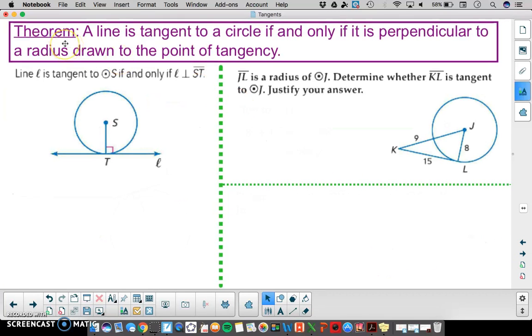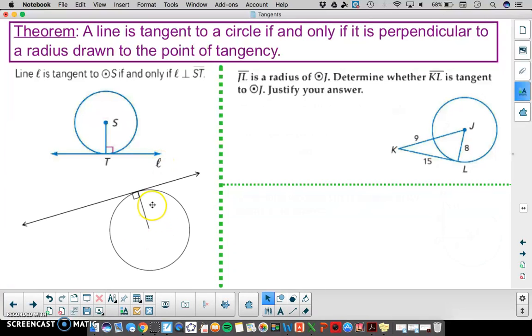Our first theorem to do with tangents is a line is tangent to a circle if and only if it is perpendicular to a radius drawn to the point of tangency. So in this picture here, line L is tangent to circle S if and only if ST and L are perpendicular. So we can see we have that right angle, therefore line L is a tangent.